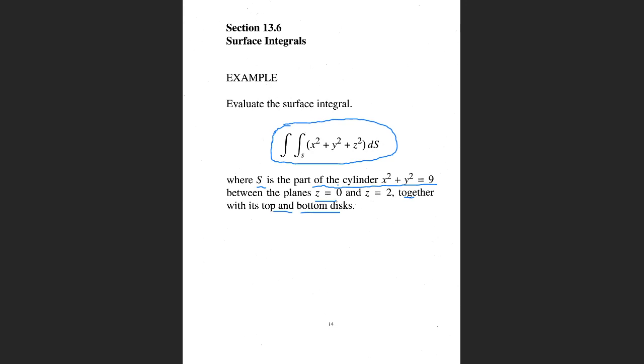The top and the bottom of this surface and the cylinder part of the surface together make one closed surface, like a Coca-Cola can. Okay, all right, and you want to compute the surface integral for this Coca-Cola can. Now, there are three surfaces that make up this Coca-Cola can, right? Or Pepsi can. So how many surface integrals are we going to need to compute?